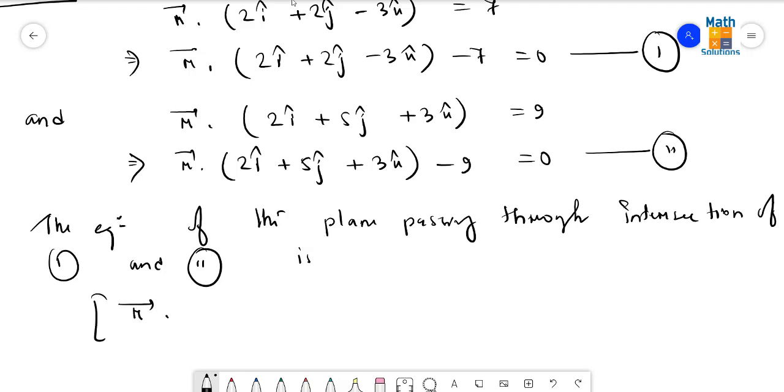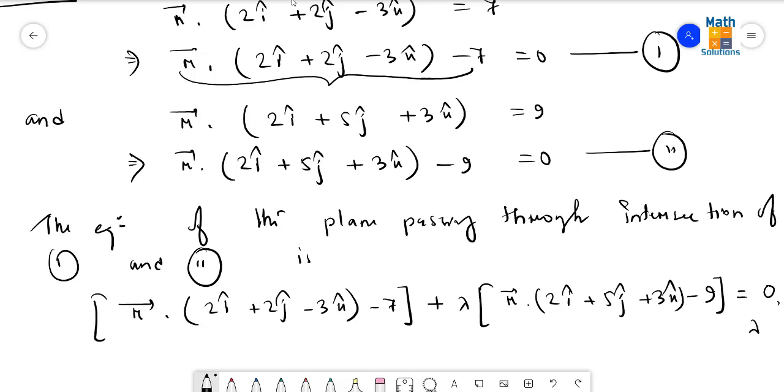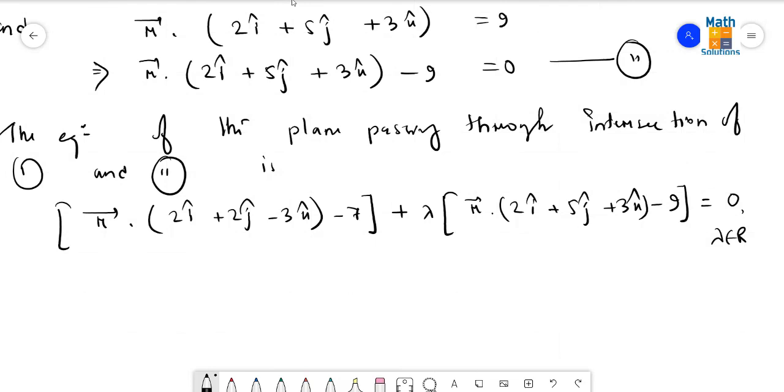The first part means the LHS of this: vector r dot (2i cap + 2j cap minus 3k cap) minus 7, plus lambda. The second part I shall be writing: vector r dot (2i cap + 5j cap + 3k cap) minus 9 is equal to, what could be written? 0 could be written. Here in this case lambda belongs to the set of real numbers. So after this, what could be done?